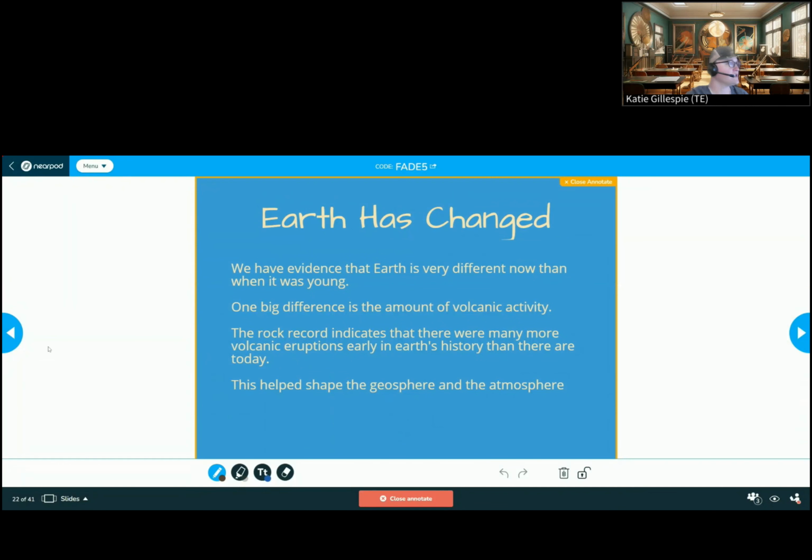So let's get started. We're still working on the standard 2-7 and talk about how there is an interaction amongst the spheres and how they change. Specifically, right now, we're talking about the geosphere portion of 2-7.